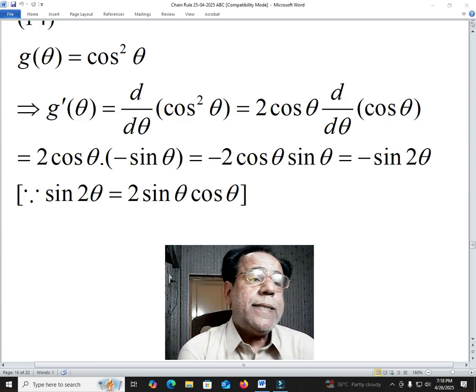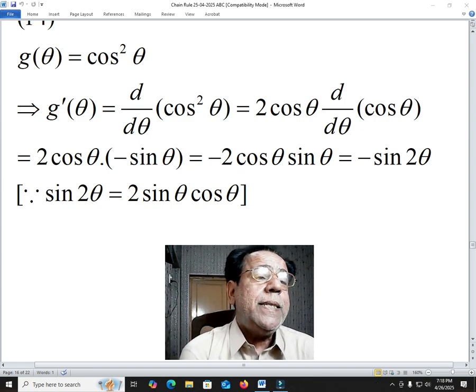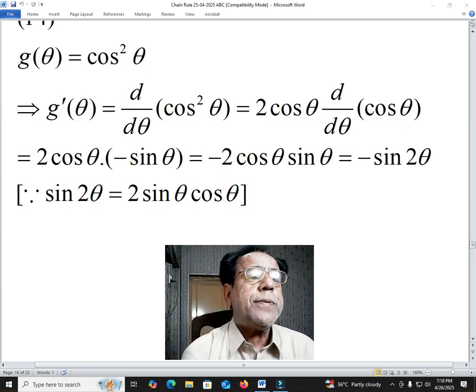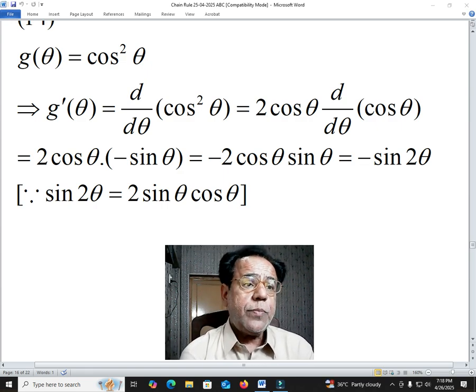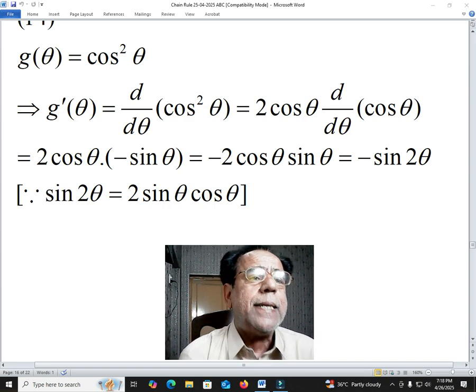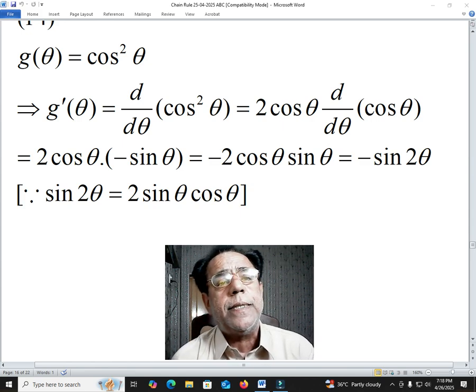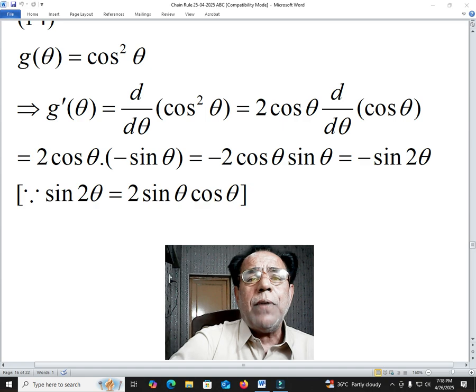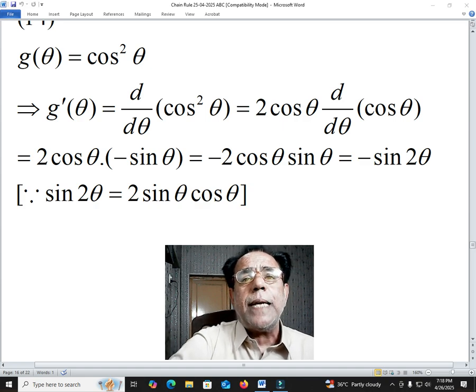here within the bracket it is written that because these 3 dots denote because or since, giving argument that this is a trigonometric identity or trigonometric formula that sin 2 theta is equal to 2 sin theta cos theta. So using this formula our answer has become equal to minus sin 2 theta.